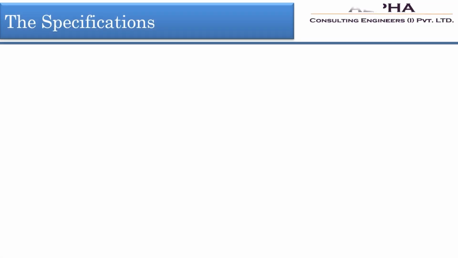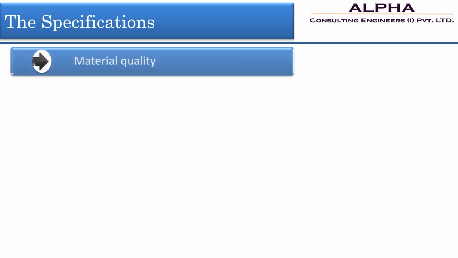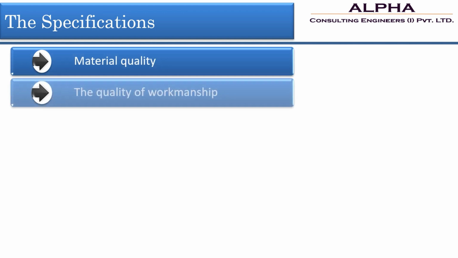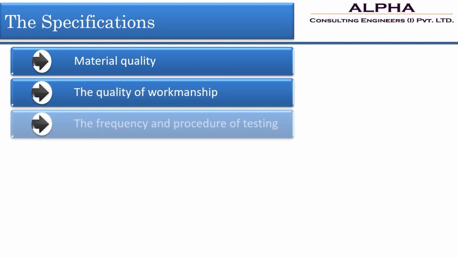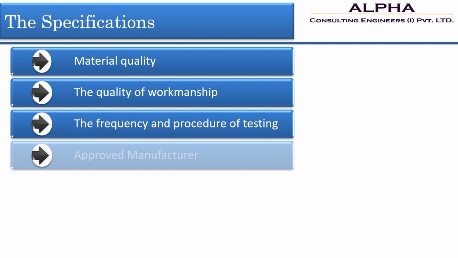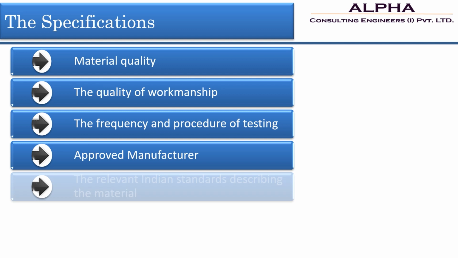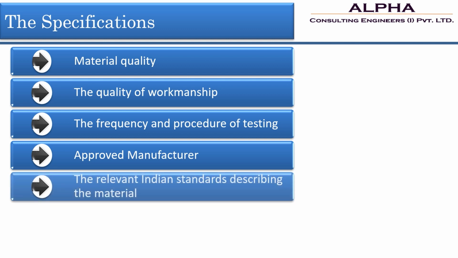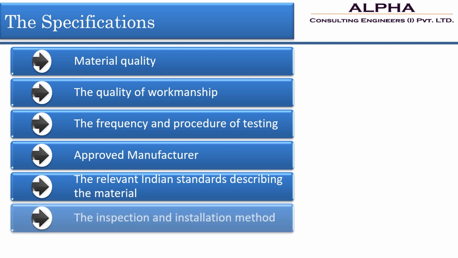The second component of a contract document is the specifications. These are generally known as technical specifications, and these are the technical provisions which are mentioned in the contract. Technical provisions for material as well as for the workmanship of the work to be carried out. This generally consists of the quality of material, the quality of workmanship, the frequency and procedure of testing, approved manufacturer or the make list, the relevant Indian standard describing the materials, and the inspection and installation methods.